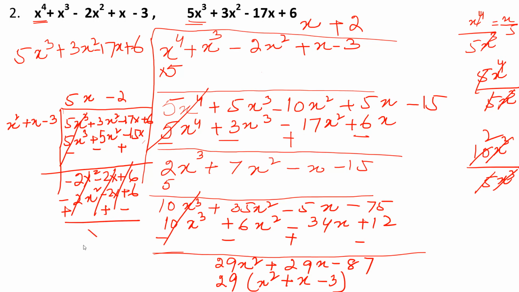So I told you, you have to solve this question until you get 0. So now it is 0. What made it 0? This one, x square plus x minus 3. So our HCF is x square plus x minus 3, and this is the requirement.